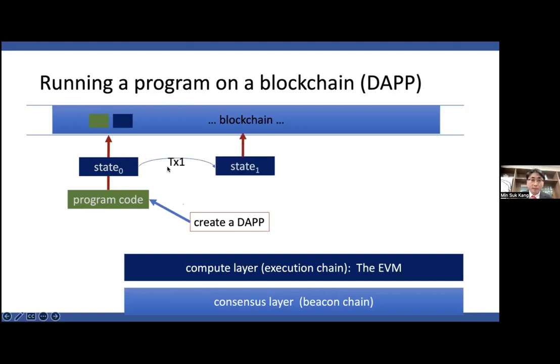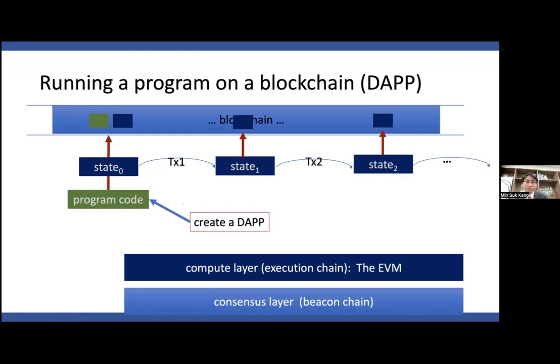And whenever there is another transaction that invokes that program code, the state of the program code changes from state 0 to state 1, and it is recorded onto the blockchain, and it goes on. This means that the program that you upload to the blockchain is being executed as time goes by, and it is visible to anyone who has access to the blockchain.